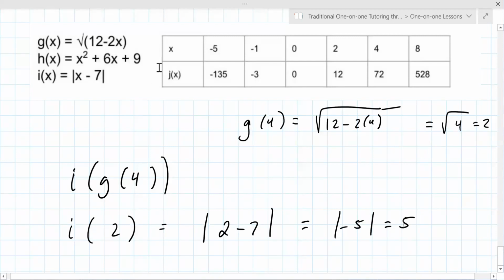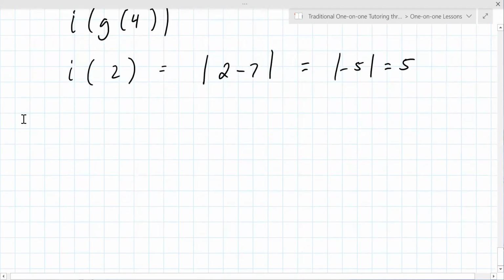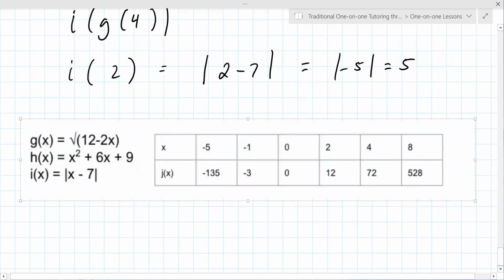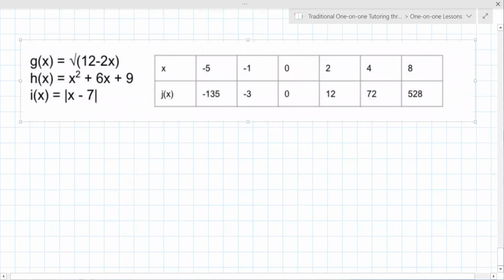Okay. Let's do another one. Is that okay? Yeah. These don't take that long, but let's have you do enough until you really have this down. Okay. Let's do I of J of 2.